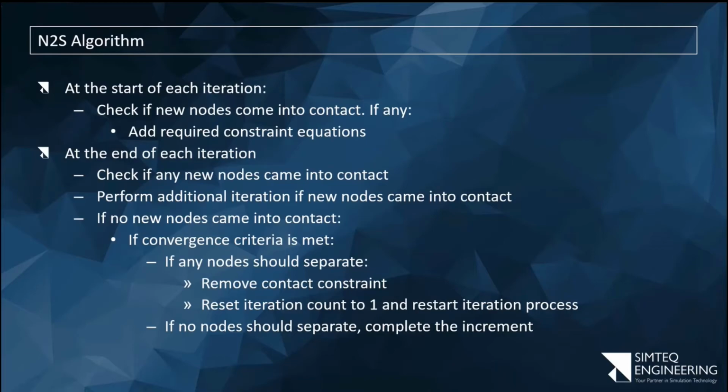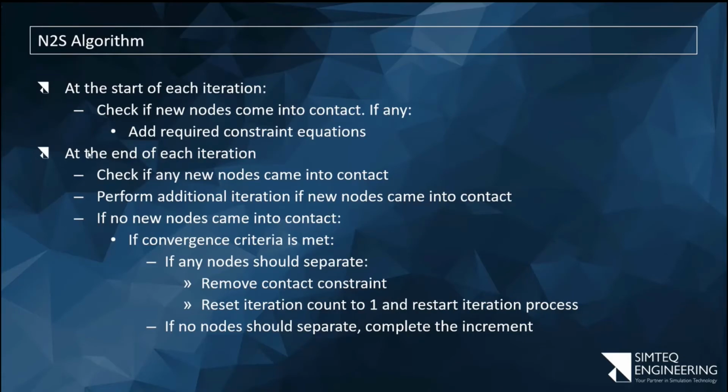Okay, so the last thing I want to talk about is the algorithm that's being used for the contact segment, because understanding this makes it a bit easier to understand why in some cases you get lots of iterations and sometimes problems. Okay, so at the start of every single iteration, by default, Marc will check if any new nodes come into contact. If it finds any, it will add those equations, move the nodes to the face, all of that stuff. But then it will also restart an iteration. Whether or not it's converged, it doesn't care, since the contact status has changed.